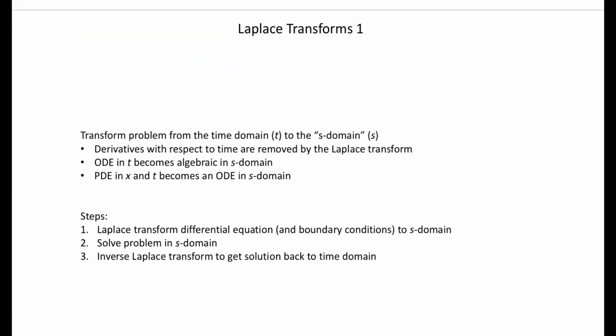How many of you have dealt with Laplace transforms before? A little more than half.